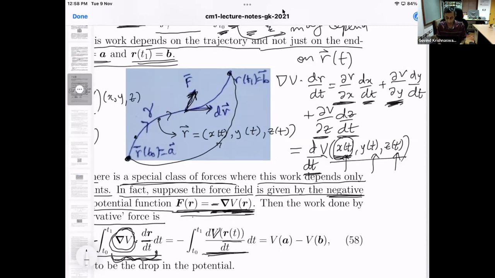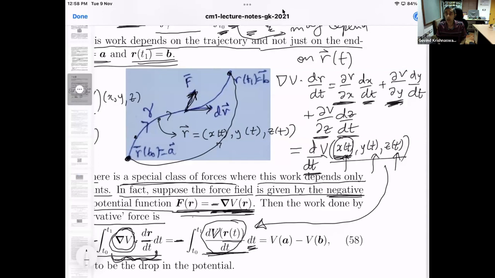So if I then insert this over here, the work done becomes minus the integral with respect to time of dV dt. Any question about how we reached this point? This is a nice use of the chain rule of differentiation.